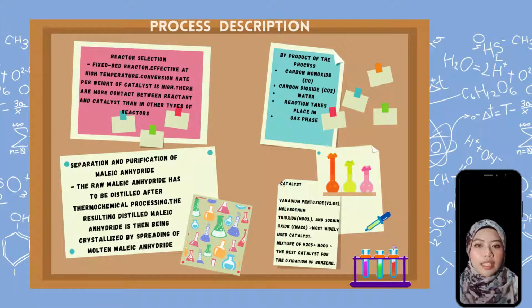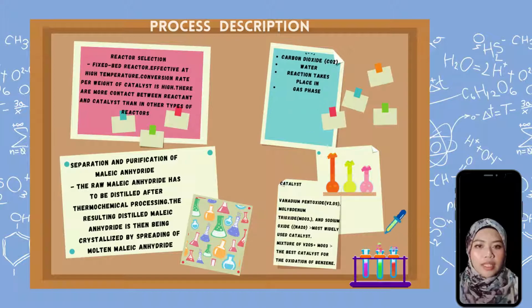For the last, the catalyst. First, vanadium pentoxide, molybdenum trioxide and sodium oxide are the most widely used catalysts. Number 2, a mixture of vanadium pentoxide plus molybdenum trioxide is the best catalyst for the oxidation of benzene.